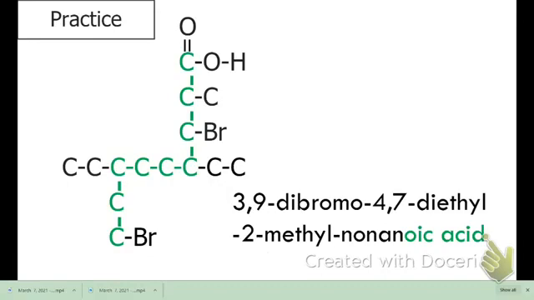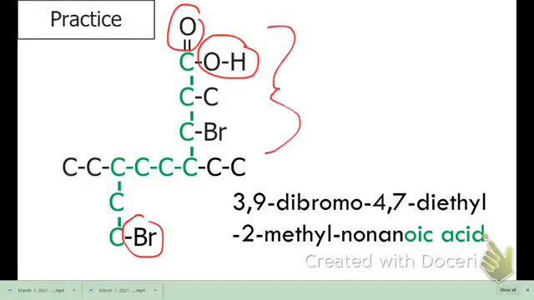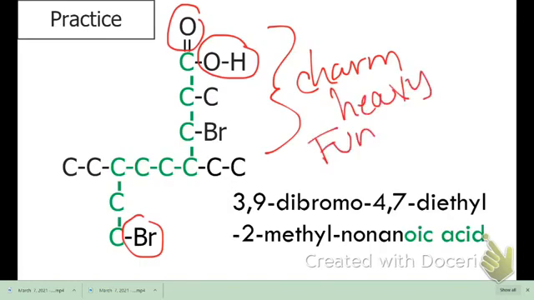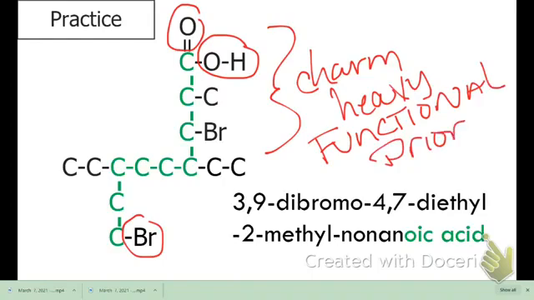Your carboxylic acid is located here. And yes, you have a charm here. However, not only is your carboxylic acid located here, this is also charm heavy. But more importantly, the carboxylic acid is the functional group, and it has priority. Remember, we just talked about that. Okay? So, this is carbon 1, 2, 3, 4, 5, 6, 7, 8, 9.